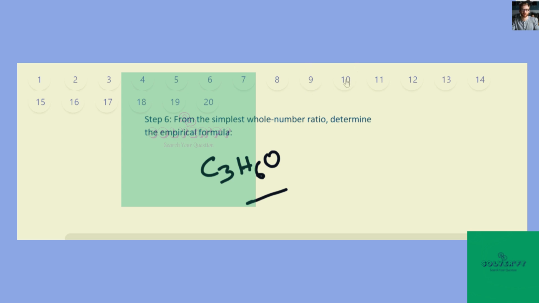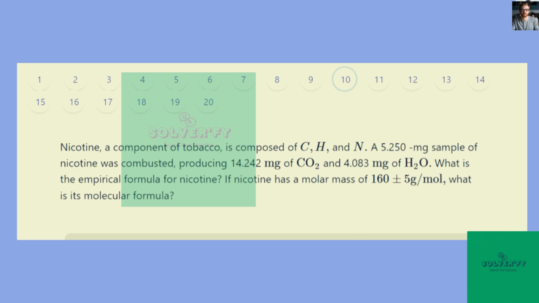Now I move to our next problem. In the second problem, we are given a sample of nicotine, which is a component of tobacco and is composed of carbon, hydrogen, and nitrogen. And we are given a specific mass of a sample of nicotine combusted, producing carbon dioxide and water. And we have to find out the empirical formula of nicotine.